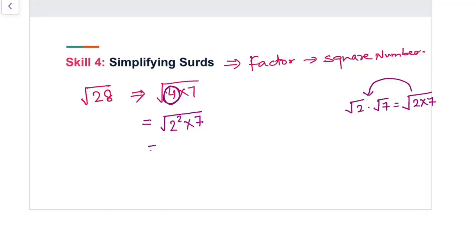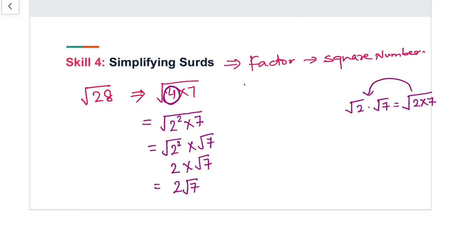So here when we split the bracket, that will give us square root of 2 squared times square root of 7, right? And the square and square root can cancel, which will give us 2 times square root of 7. That can be written as 2 square root of 7, right? I hope this makes sense.